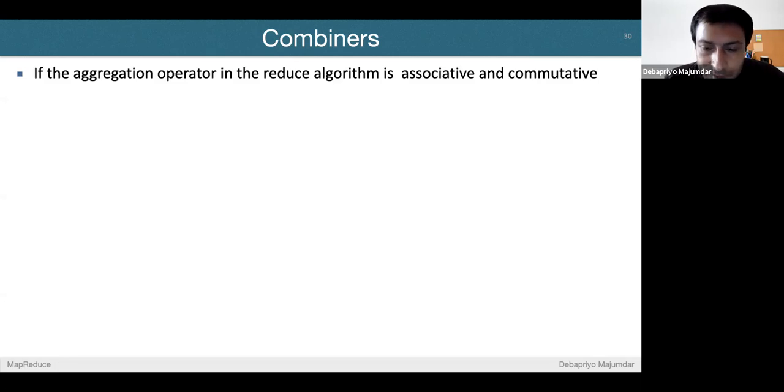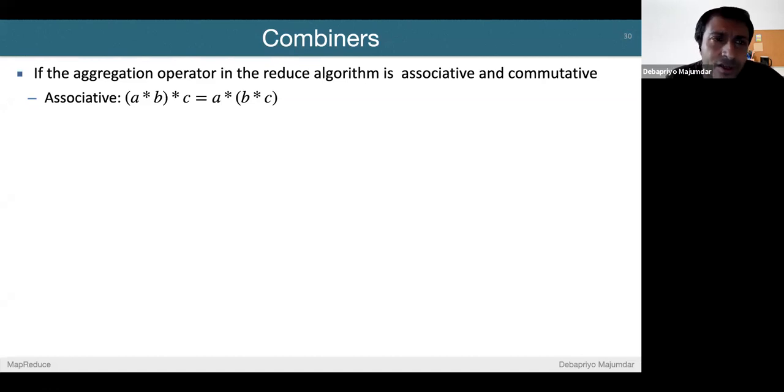One of the simple observations is that the aggregation operator in the reduce algorithm may be associative and commutative. If star is the operator, it's a general representation. It could be plus, multiplication, min, max, or whatever. Associative means whether you do A star B first and then C, you will get the same result as doing B star C first and then A. Summation is definitely like this, multiplication is also like this for normal numbers, and minimum and maximum are the same thing.